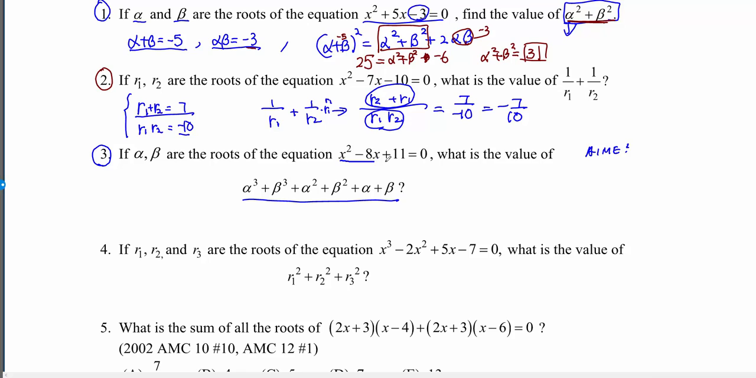From here, we can see that alpha plus beta is how much? 8. Alpha times beta is how much? 11, isn't it? So we gotta use this one. That means we're going to express this one in terms of sum and product. So we need to factor, isn't it? That's the idea. You know how to factor alpha cube plus beta cube?